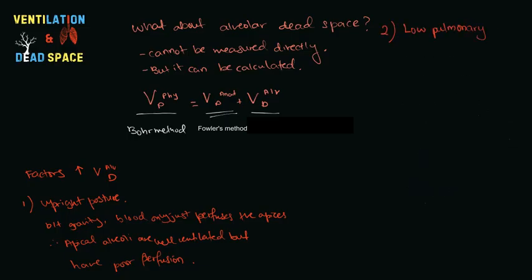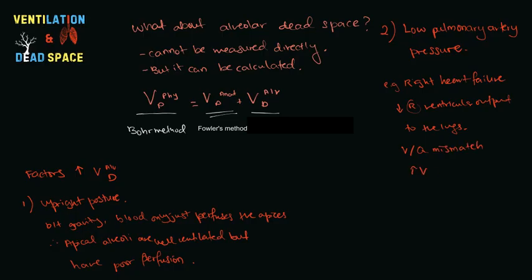Number two is low pulmonary artery pressure. This can happen due to right ventricular heart failure, which causes a reduction in ventricular output to the lungs, meaning less blood will be perfusing the lungs, causing VQ mismatch and increase in alveolar dead space.